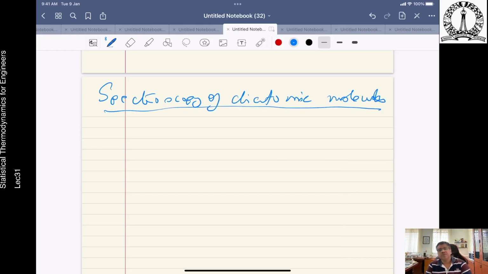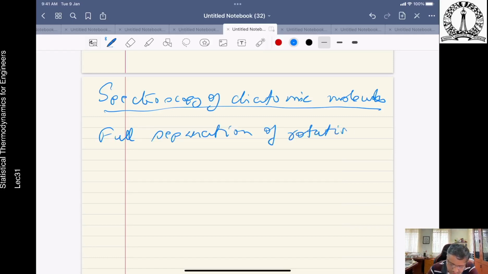We presented a quantum mechanical analysis of the energy modes for a diatomic molecule. A significant aspect of this analysis was the full separation of the rotational, vibrational, and electronic energy modes. So we saw there was a full separation of rotational, vibrational, and electronic energy modes.